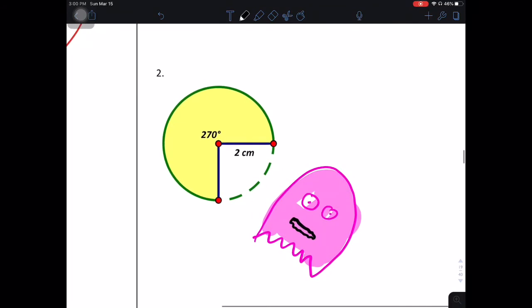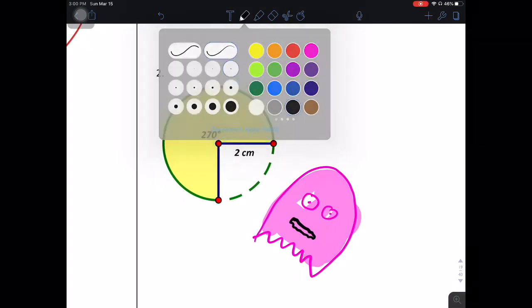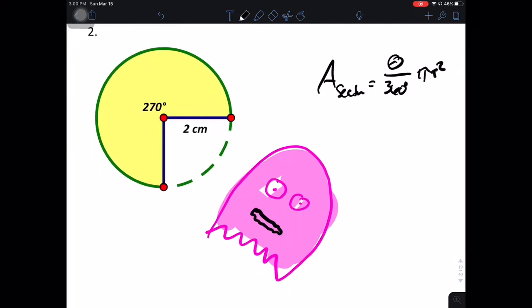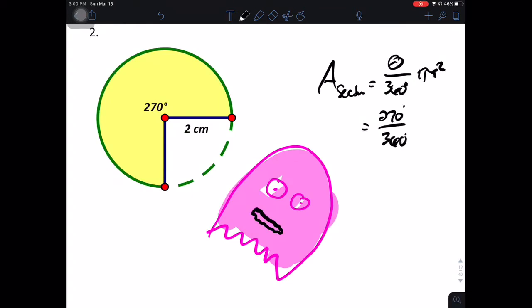Anyhow, to find the area of this yellow region, you take the area of a sector, which is theta, the central angle, divided by 360 degrees times the area of a circle, pi r squared. We have 270 over 360, 270 is coming from here, times pi times 2 squared. 270 over 360, that is 3/4.